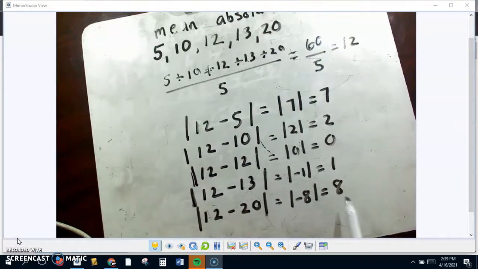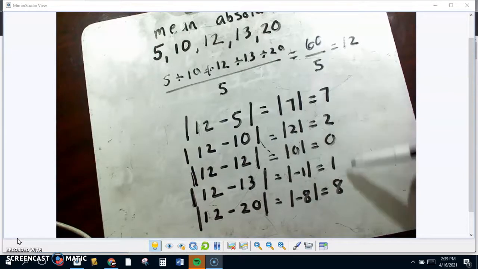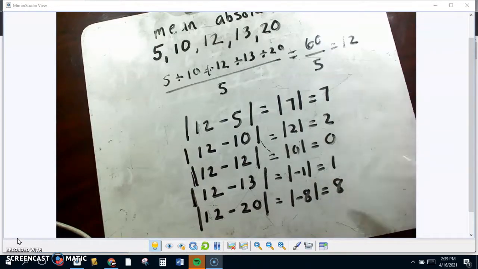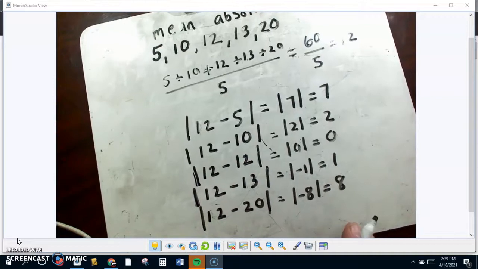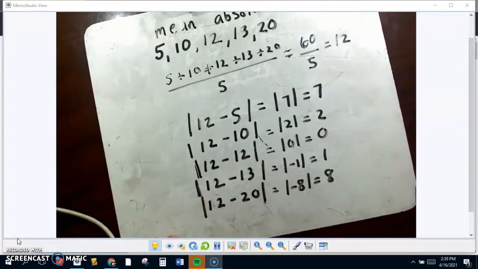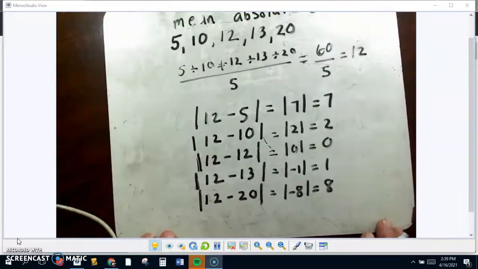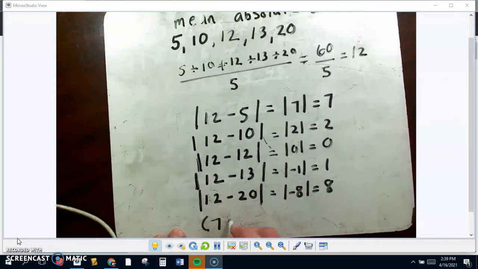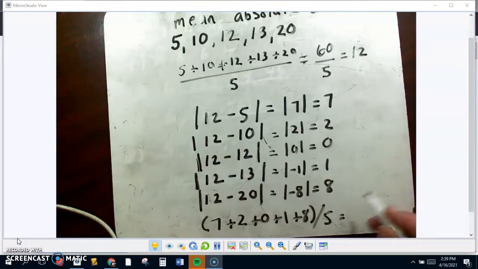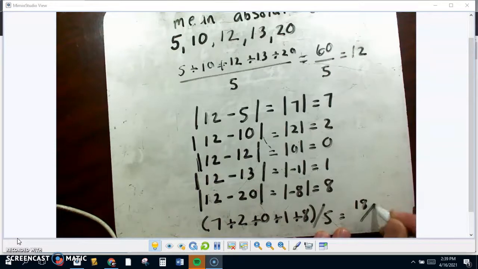Your last step is to average the deviations. Okay, so I want to average these 5 at the bottom here. I want to average 7, 2, 0, 1, and 8. It's 9, 10, 18. And 18 divided by 5 would be 3.6. So here we have a mean absolute deviation of 3.6.